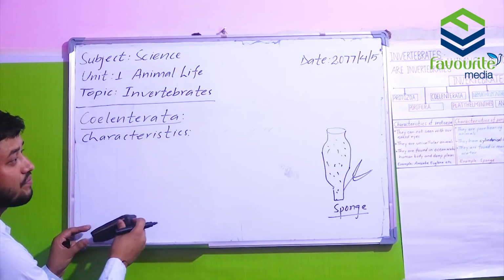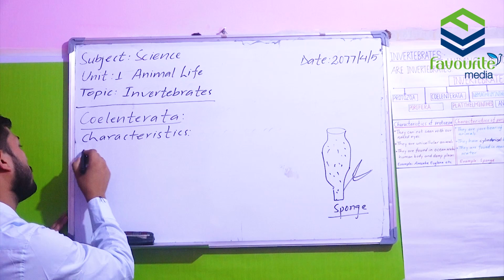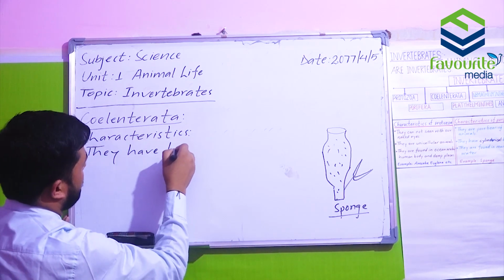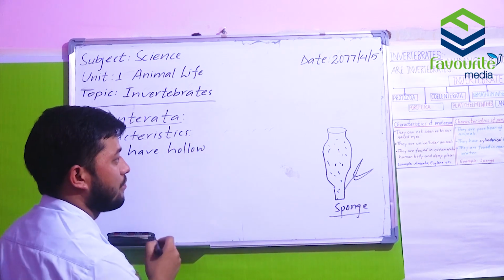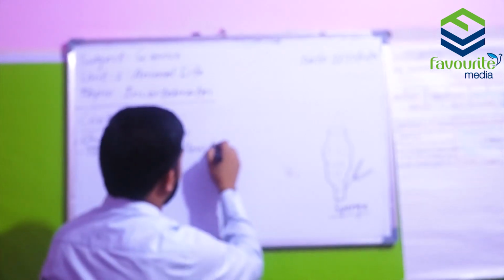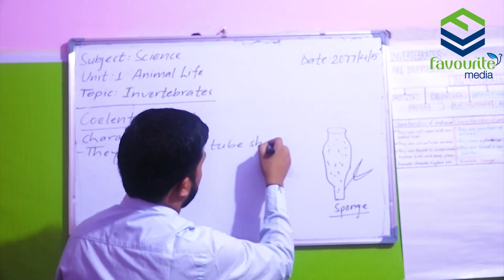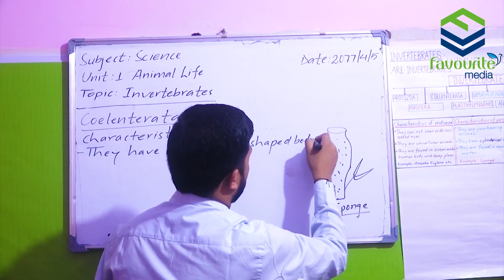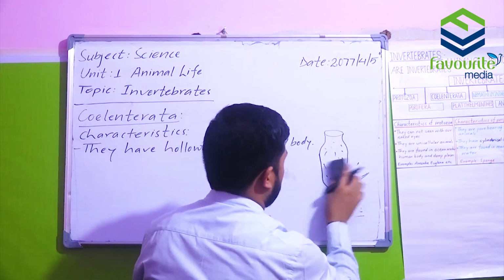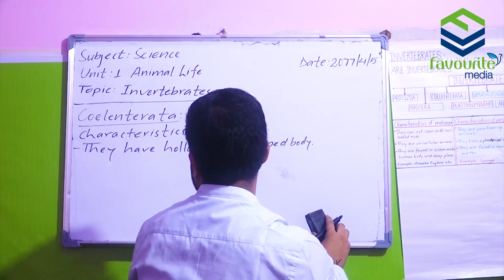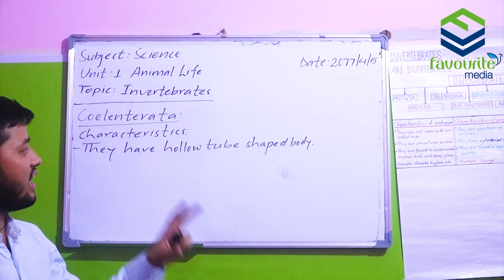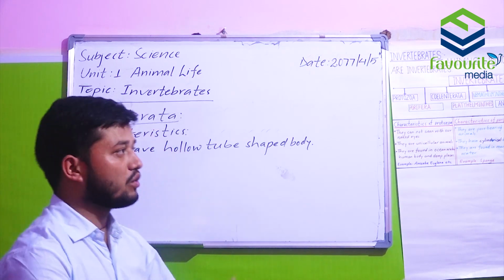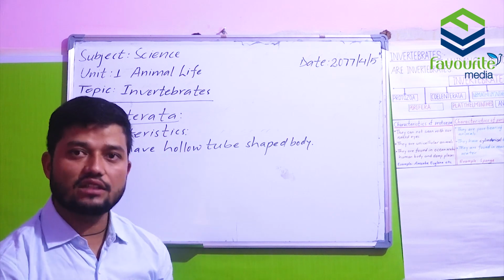First characteristic is they have a hollow tube shaped body. Tube shaped body. It means the animals of the class Coelenterata have a hollow tube shaped body. Hollow tube shaped body means, you have seen the pipe, right? Water pipe.